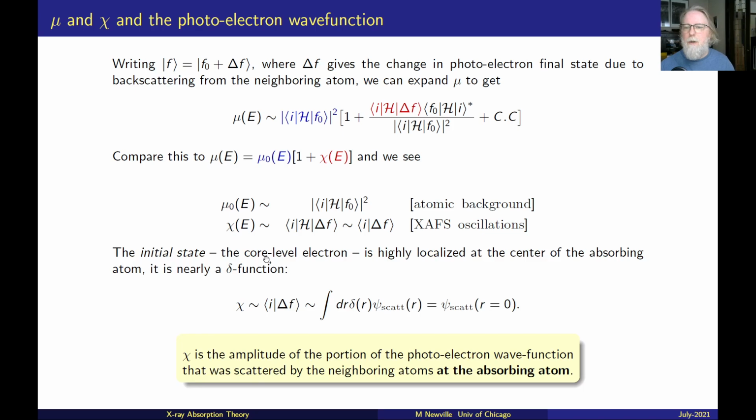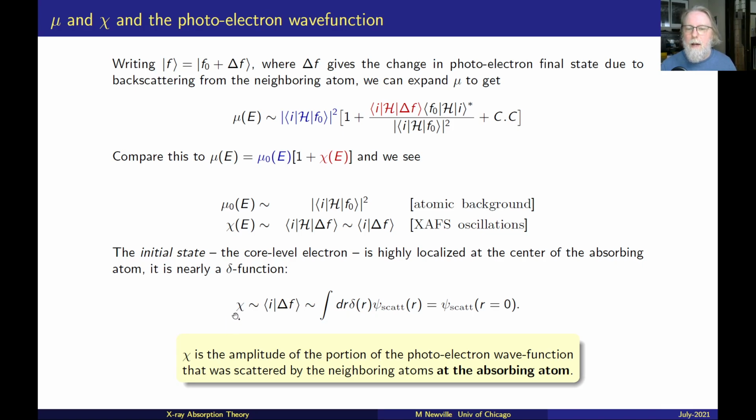So the initial state, the core level electron, is highly localized at the center of the absorbing atom. It's really nearly a delta function. It's very tightly bound. In fact, that's sort of why we do core levels and not XAFS on the highest levels. It's pretty washed out when you try to do it at extremely high energies or extremely low binding energies.